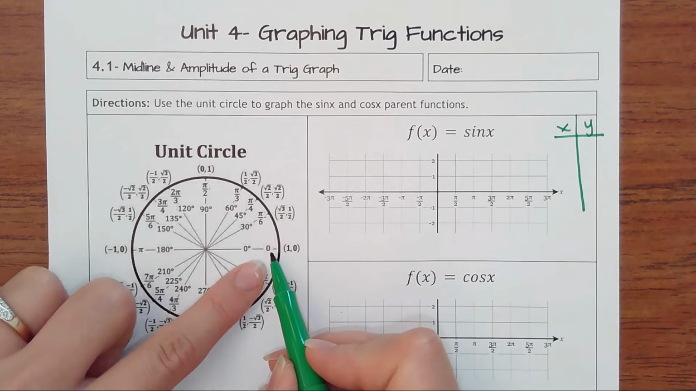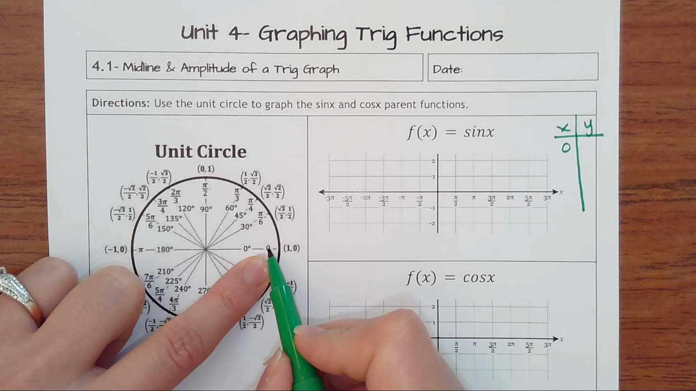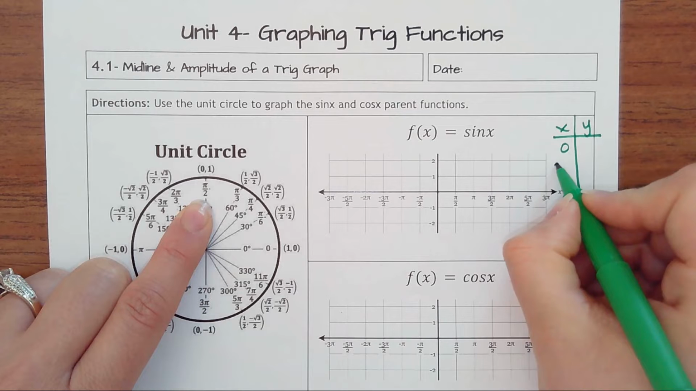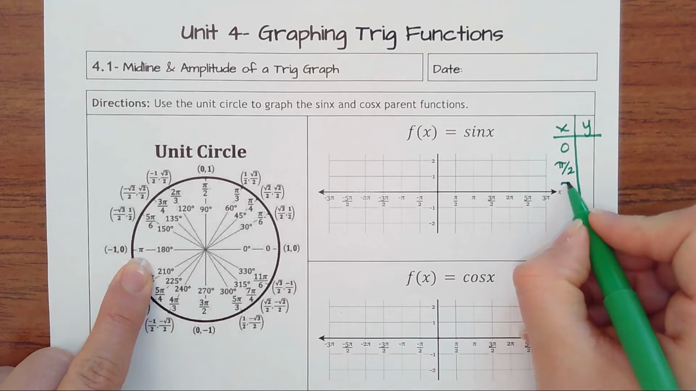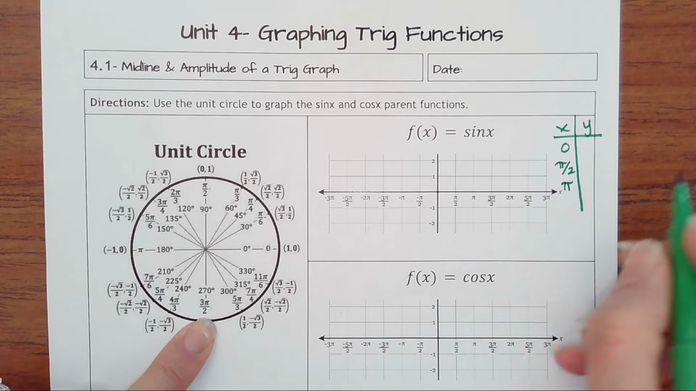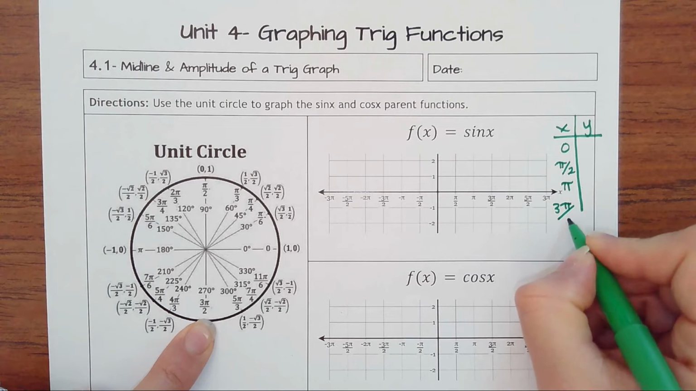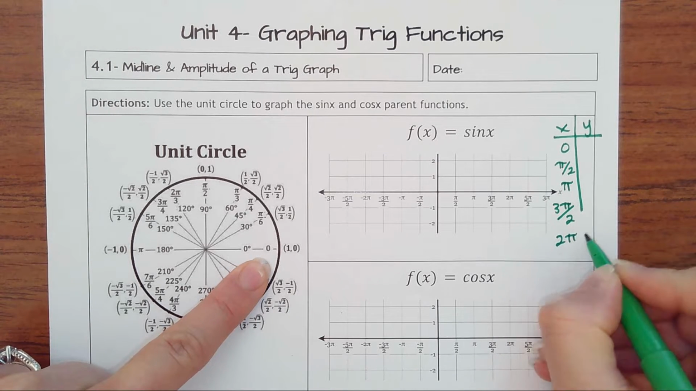And so first around the unit circle would be 0. And then let's do the next easy one, which would be pi over 2. So that's up at a 90 degree. Then let's go to pi, which is a 180. Then let's go to 3 pi over 2, which is 1.5 pi or 270. And then we'll end up all the way around at 2 pi.